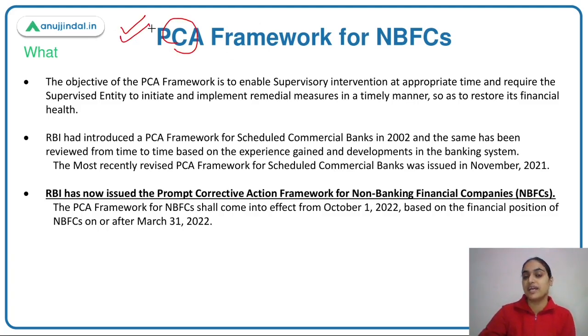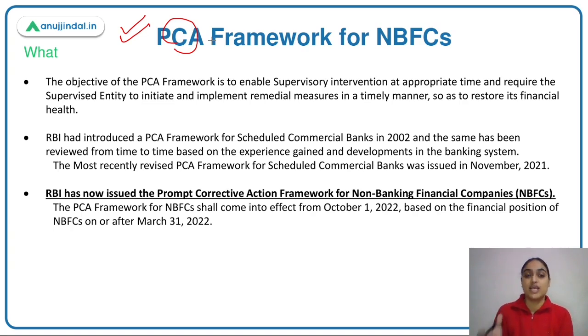PCA stands for the Prompt Corrective Action Framework. What is this framework all about? It basically focuses on having a supervisory intervention over financial entities like banks and NBFCs beforehand only, so that their financial position does not deteriorate even more. When we see that the financial health of the banks or NBFCs is not very good, if timely actions are taken, it will prevent their situation from deteriorating further. So if a lot of loans of these banks are turning out to be NPAs, or the banks are not maintaining enough capital and soon might face a major financial crunch, beforehand only RBI will intervene. It will put certain restrictions on these entities, and it will make sure that they come back on track. So that is what the PCA framework is all about.